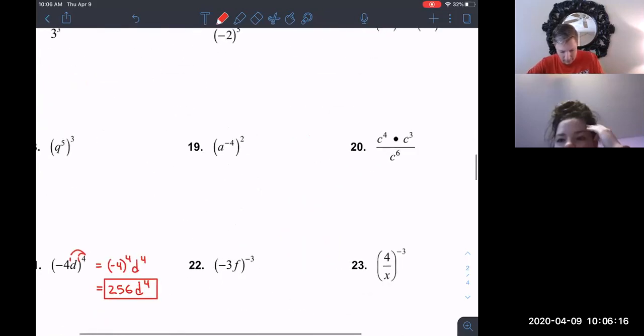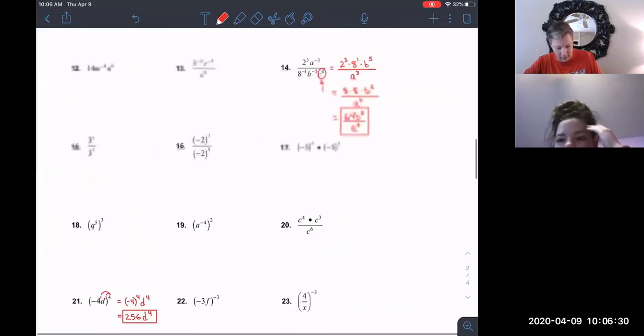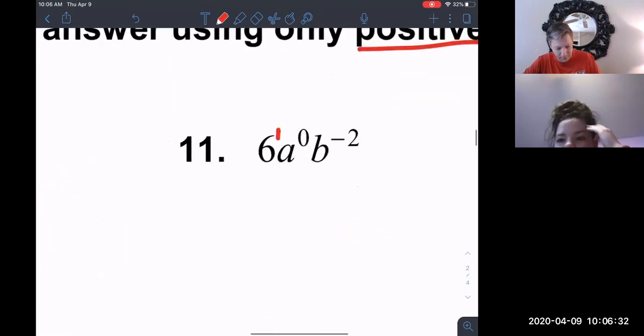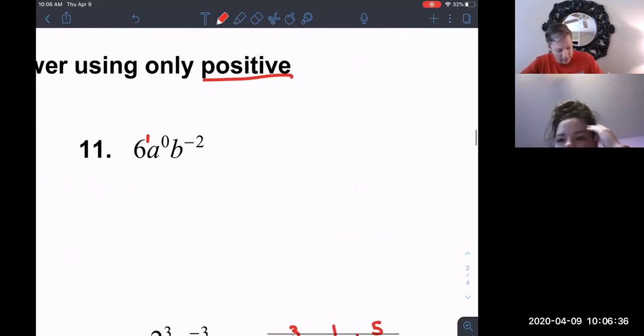Like, let me find, like this one, 22. Okay, here we have 2 different numbers in parentheses that are both being raised to the -3. The parentheses indicate that both of these bases, this one and this one, are being raised to the -3rd. But that's not the situation we've got going on in 11. So what we're going to do when we simplify this, we have a 0 exponent. All right, so we know that A to the 0 equals 1.